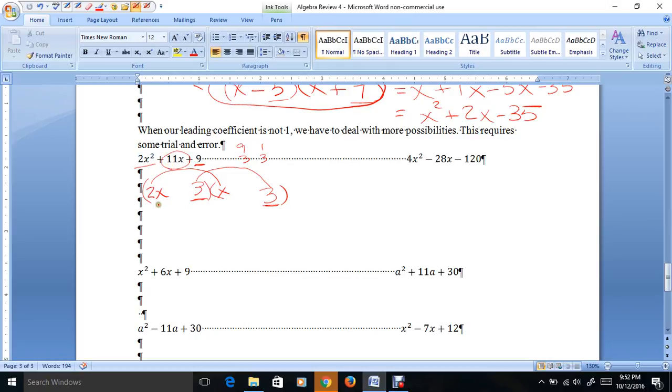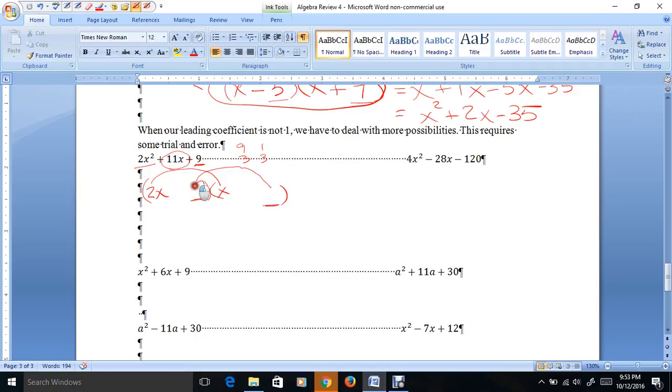It comes from when we multiply this times this and this times this. So 2x times 3 is 6x, and then another 3x. Does that give us 11? Can you get 6 and 3 to make 11? No, you can't. So 3 and 3 is not going to work. So the only other choice is 9 and 1.